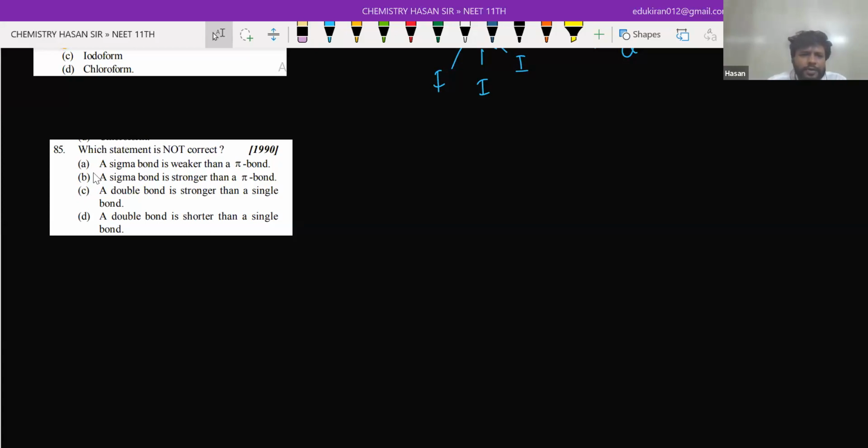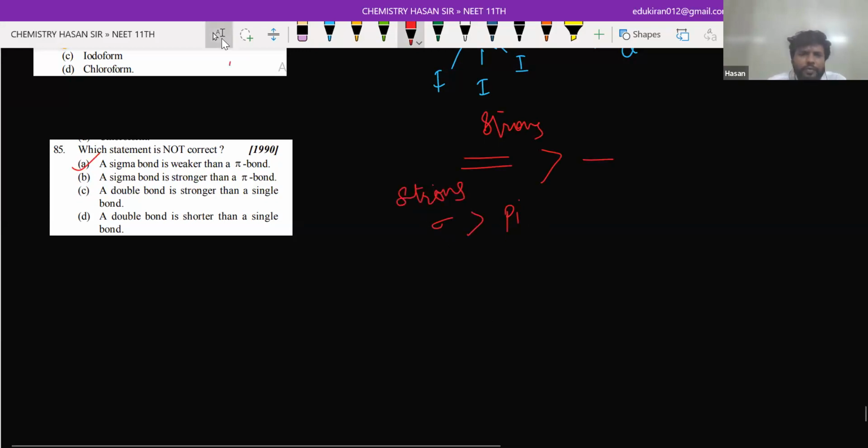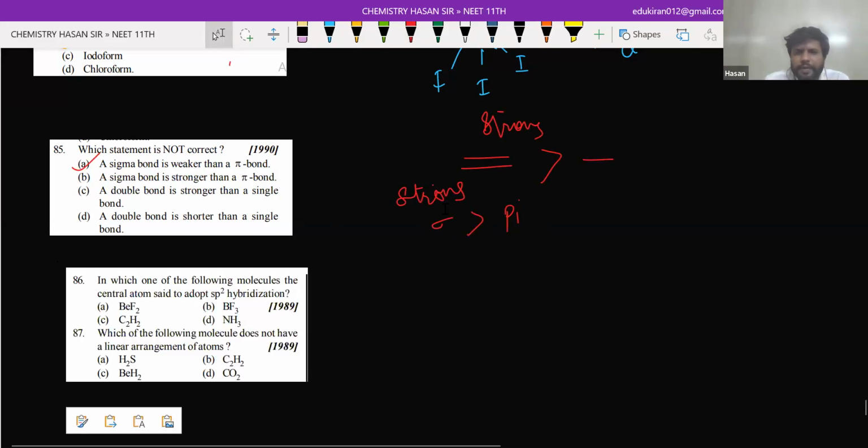Yes, sigma bond is always stronger than pi bond. But when we talk about double and single bonds, the double bond will be stronger. But when we talk about sigma and pi, sigma is stronger. I hope this is clear to both of you. This applies to this as well.